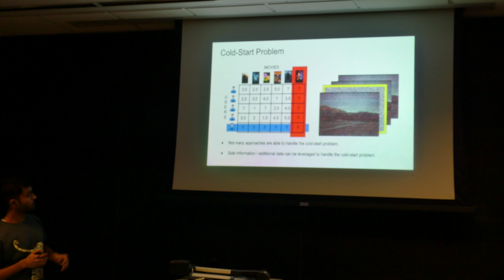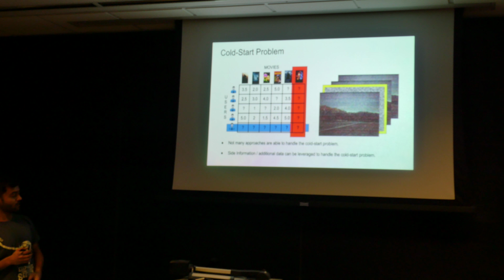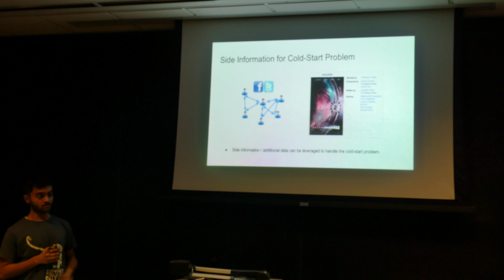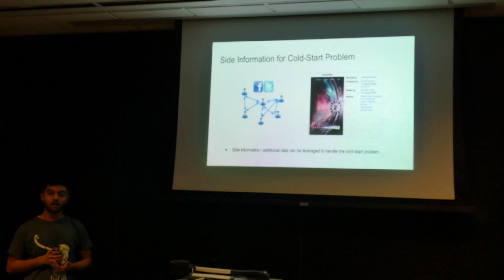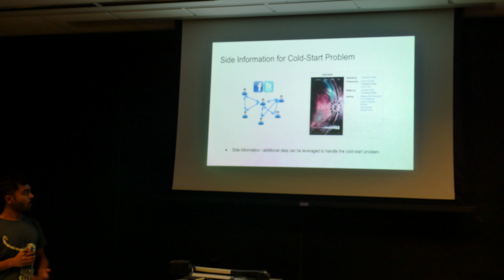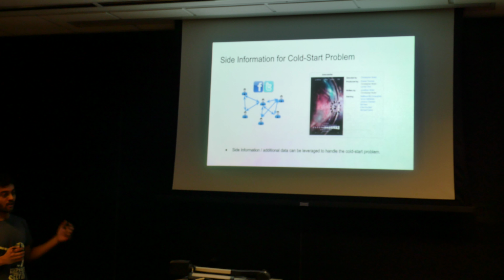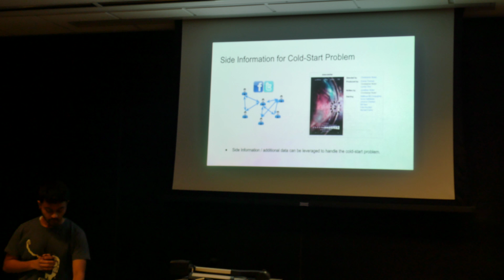So when you have a completely new user or you have a completely new movie, what do you do? So let's say you have external information that says, for example, you have a social network amongst the users. So you know that a user is friends with certain users. Or you have a description of the movie. You know who's the director or who starred in this movie and so on. So you essentially can do better.